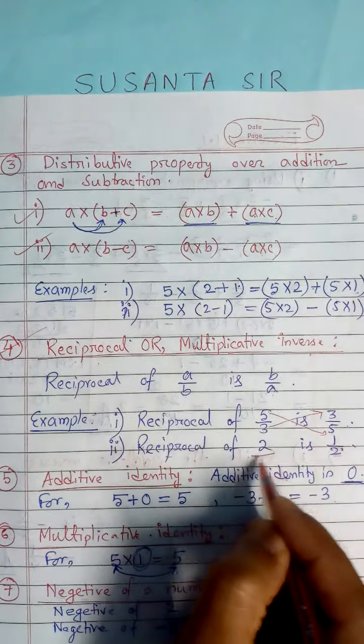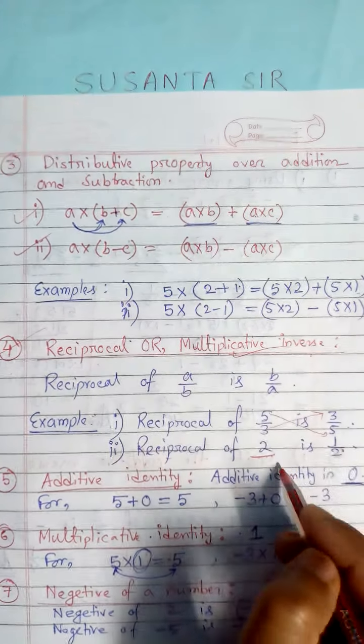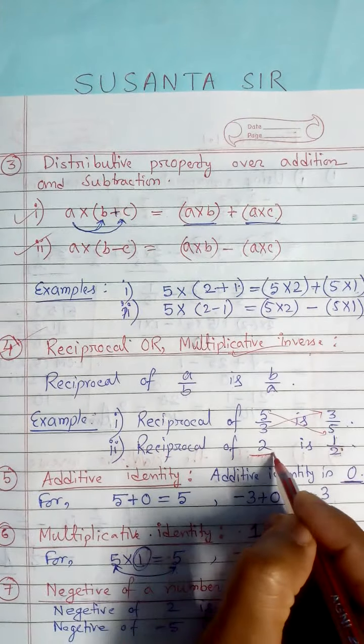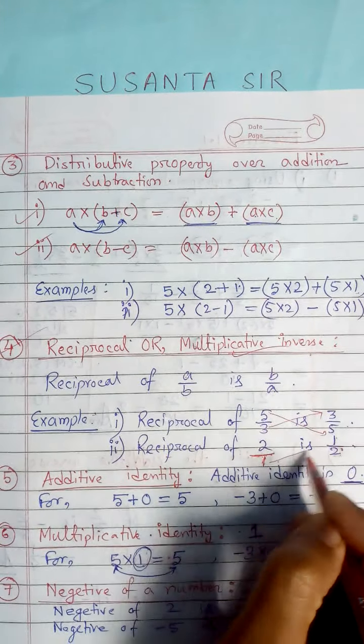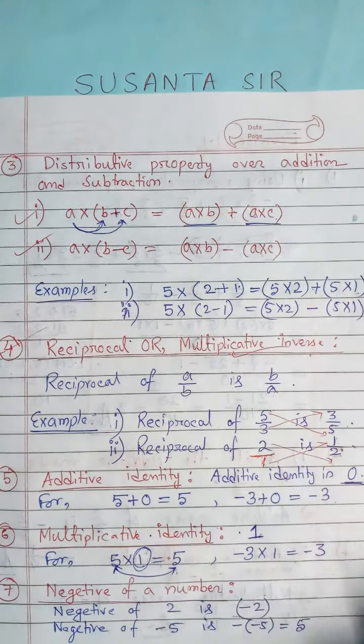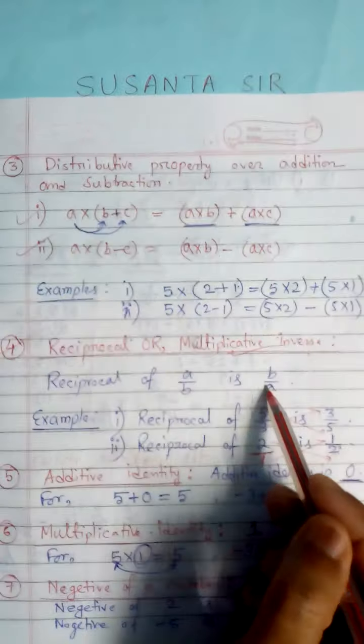Similarly, the reciprocal of 2. Reciprocal means multiplicative inverse. The reciprocal of 2 is 1 by 2, because 2 means 2 by 1, and 1 becomes the numerator, 2 becomes the denominator. Okay, this is the multiplicative inverse.